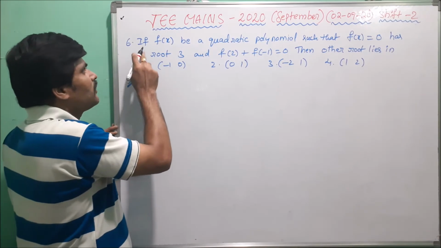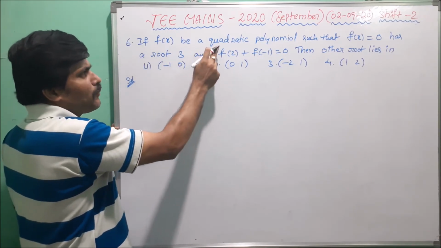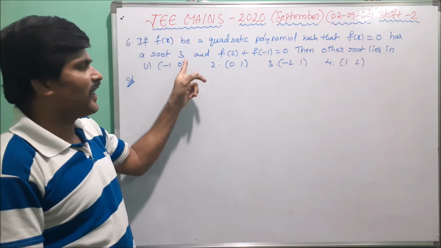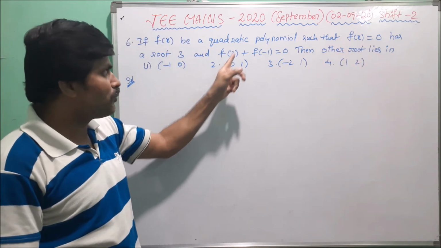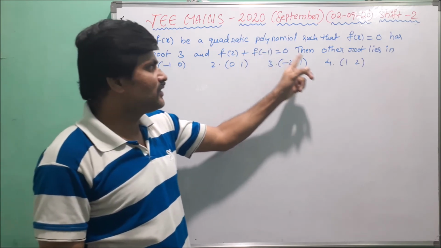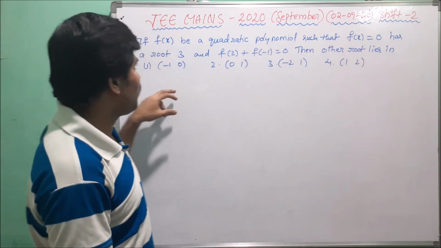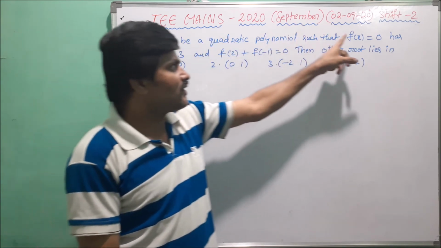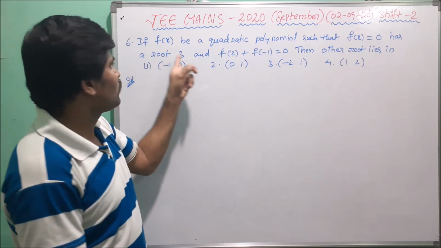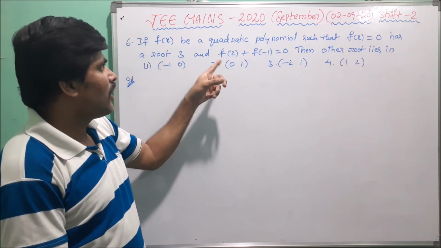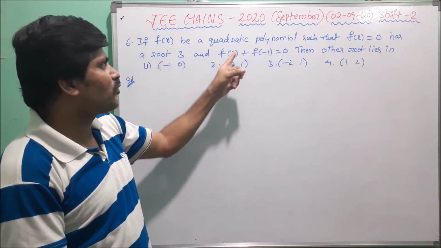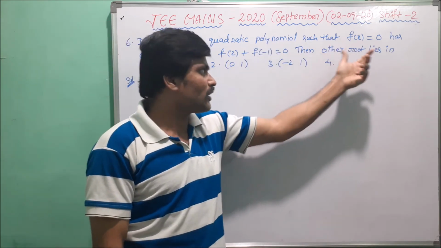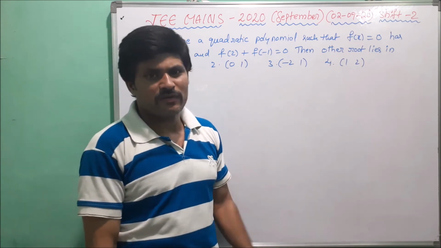Now the sixth one is, if f of x is a quadratic polynomial such that f of x equals 0 has a root 3 and f of 2 plus f of minus 1 equals 0, then the other root lies in. Here f of x is a quadratic polynomial such that f of x equals 0 has a root 3. The second condition is f of 2 plus f of minus 1 equals 0. Here we have to find the other root, which lies in the given 4 options.